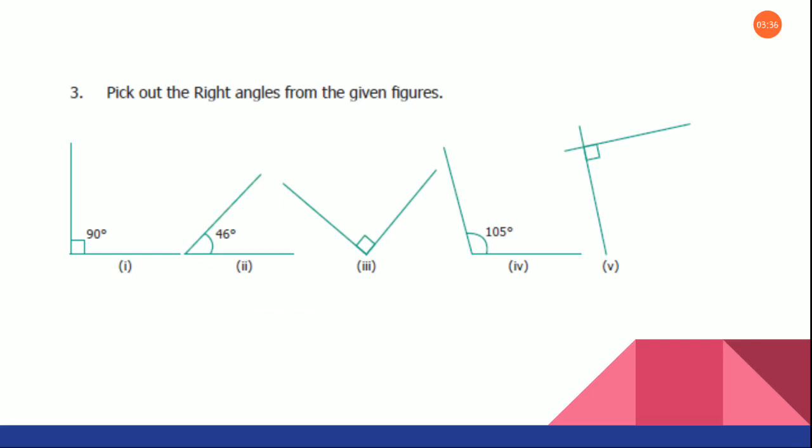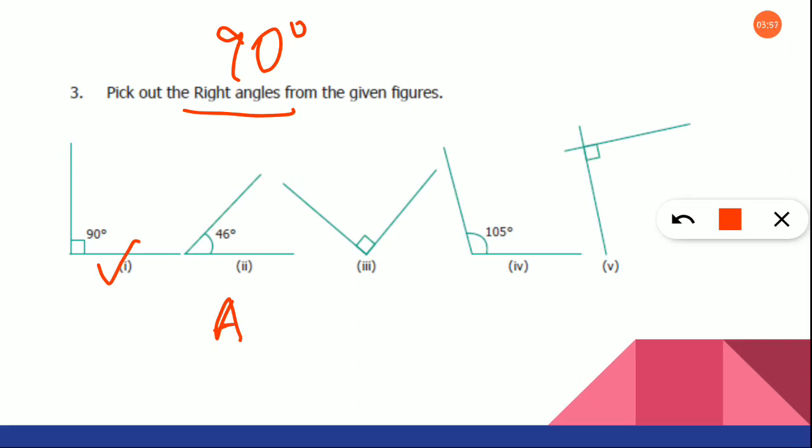Now, look at this third sum. Pick out the right angles from the given figures. They are giving you 5 different type of angles and asking you to pick only the right angles. Right angles means it is 90 degree. Okay. Now, the first one is 90 degree. So, this is a right angle. 46 is a acute angle. It is not a right angle.